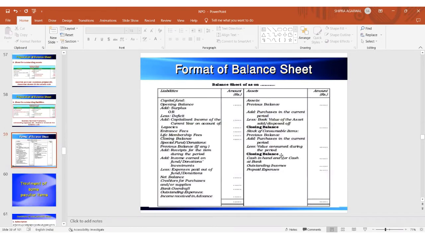So this is the format for your balance sheet. This side is your liabilities amount, assets amount, right? So what we'll do, we'll write down all the liabilities on this side, we'll write down all the assets on this side, and then we'll do the total, right? And as such, in the closing balance sheet, there will be no balancing figure until and unless some missing figure is there, which becomes the balancing figure for that particular balance sheet.